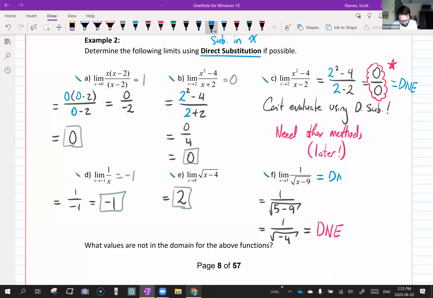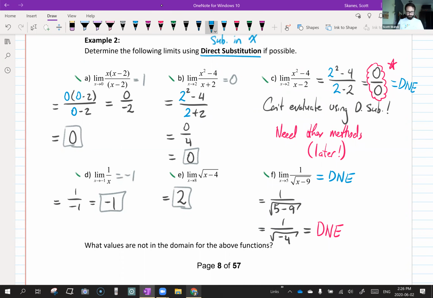So hopefully you can see the difference now. The cases where we can't do direct substitution are when we have 0 over 0, infinity over infinity, which we'll see later, or we're trying to get the square root of a negative number, things like that. By the end of this unit, I'm going to give you a little flow chart so you can just look and say, okay, what are my steps? And I'll tell you the steps, but not until we finish this section.